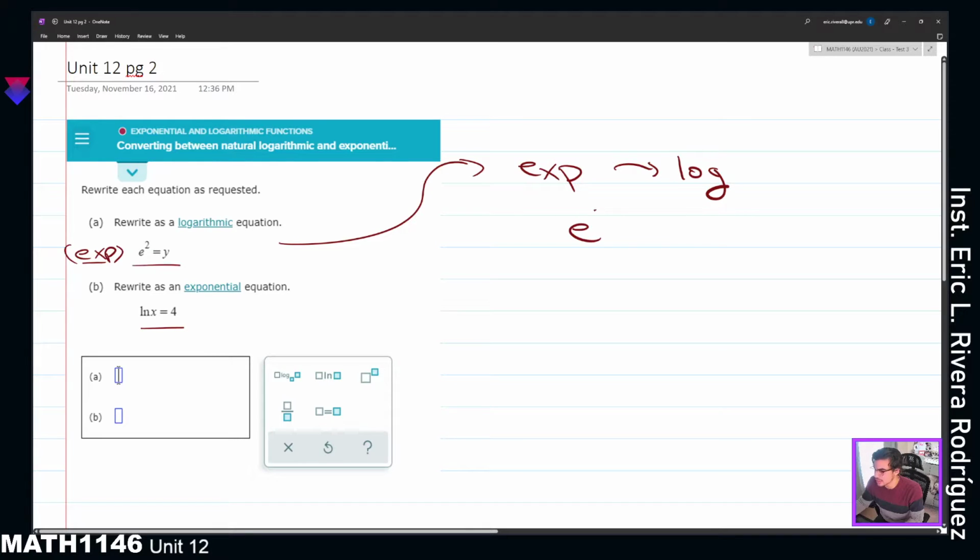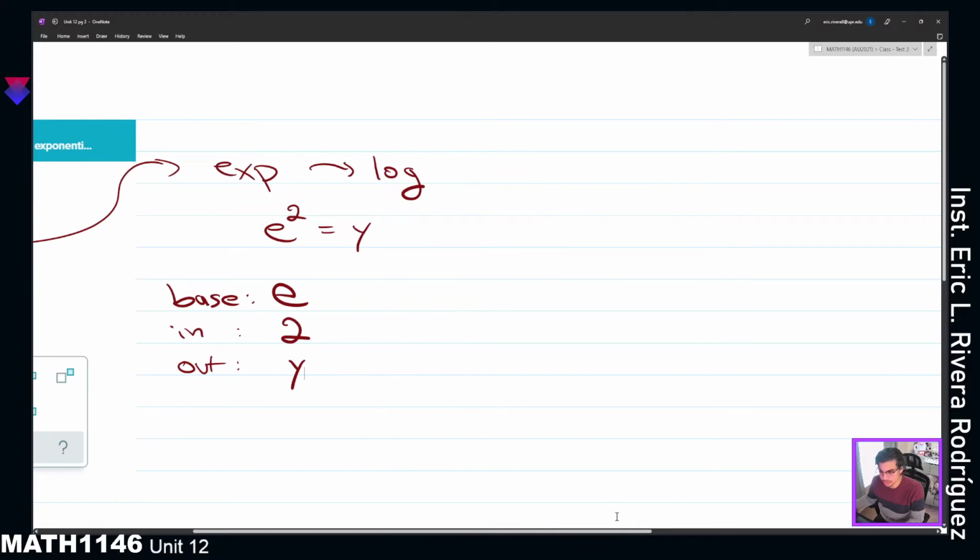And what we have is e raised to the power of 2 equals y. So what you want to do here is identify the base, and identify the input, which is the exponent. In an exponential function, the input is on the exponent, and what is the output? So the base is e, the input is the exponent 2, and the output is the result, so y.